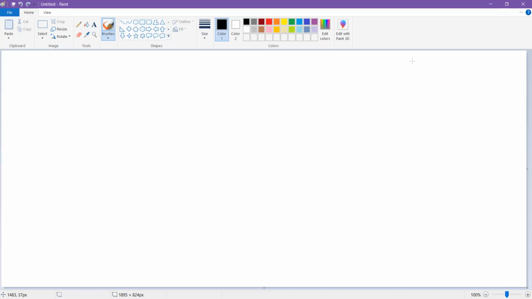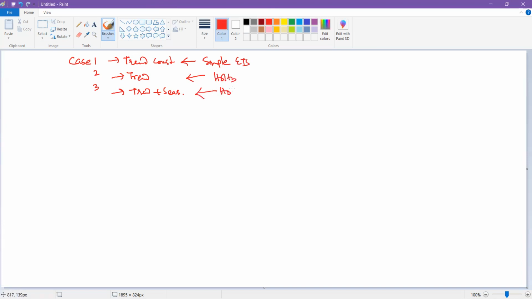So let's try to look into this from a different perspective using different names. Our basic concepts are clear. I can have multiple cases: case 1, case 2, case 3. In case 1 I had a constant trend. In case 2 I had trend. In case 3 I had trend plus seasonality. And I was able to find out what methods I'm going to use: simple ETS, Holt's method, and Holt's Winters method.